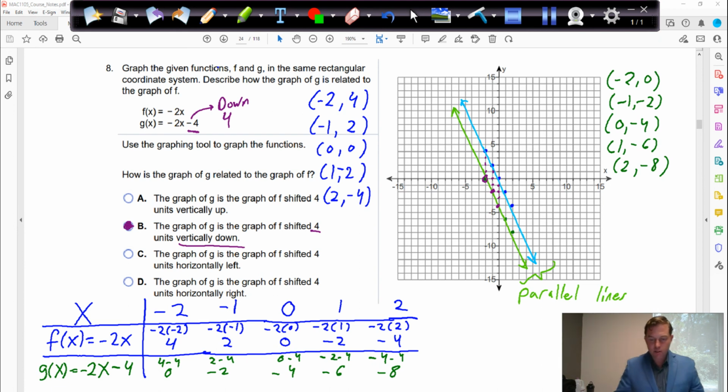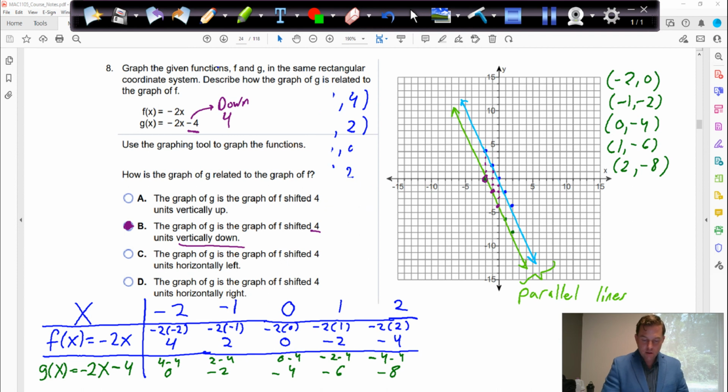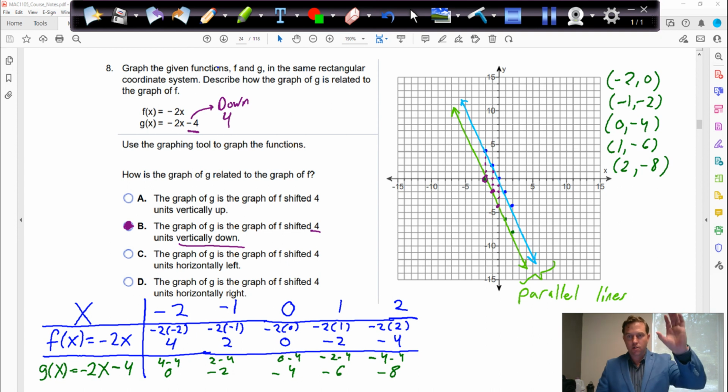Okay, now unfortunately the other example I have to show you today is also a downshift of 4. So I want to show you what the other possibilities could look like because we're going to see 4 possible shifts. You can go down or up and then left or right. So let me show you what those would look like.